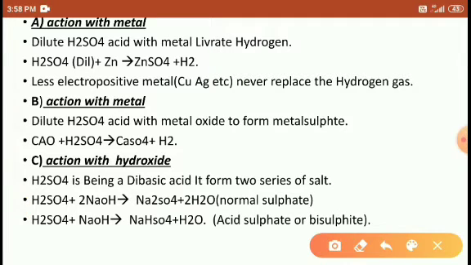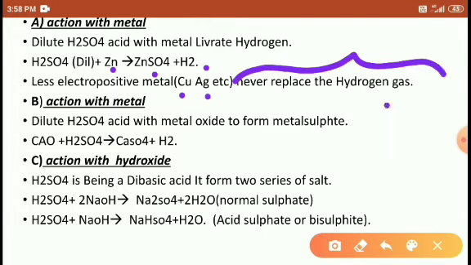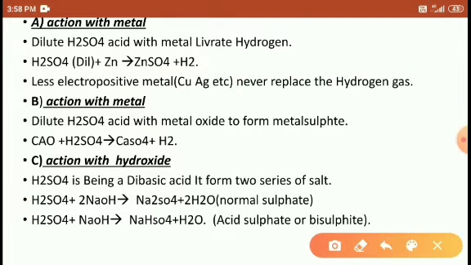Sulfuric acid reacts with zinc to form zinc sulfate and hydrogen gas. Less electropositive metals like copper and silver can never replace the hydrogen, because they are less reactive than hydrogen. That's why they never replace hydrogen. Second one: calcium oxide reacts with H2SO4 to form CaSO4.